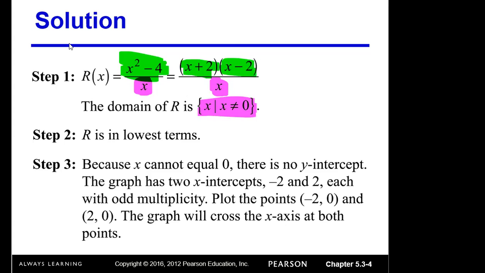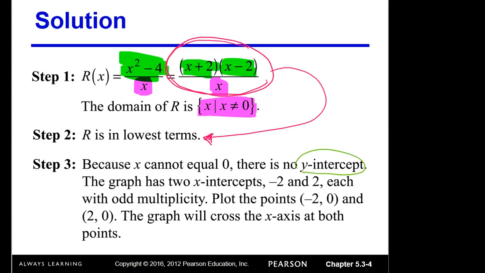And then after they factored it, they said, okay, we factored it out, but we can't reduce it anymore. So the function is in lowest terms. And then because x cannot equal 0, there is no y-intercept. Because remember, the y-intercept is always when x is 0, and then it's going to be somewhere on the y-axis. But x can't be 0. So there's no y-intercept. It does have 2 x-intercepts.